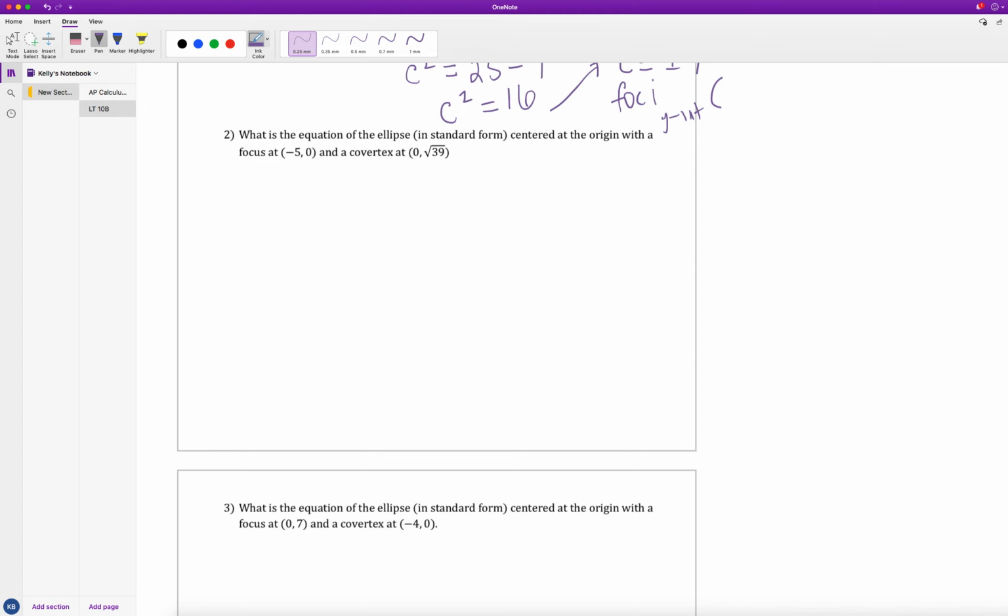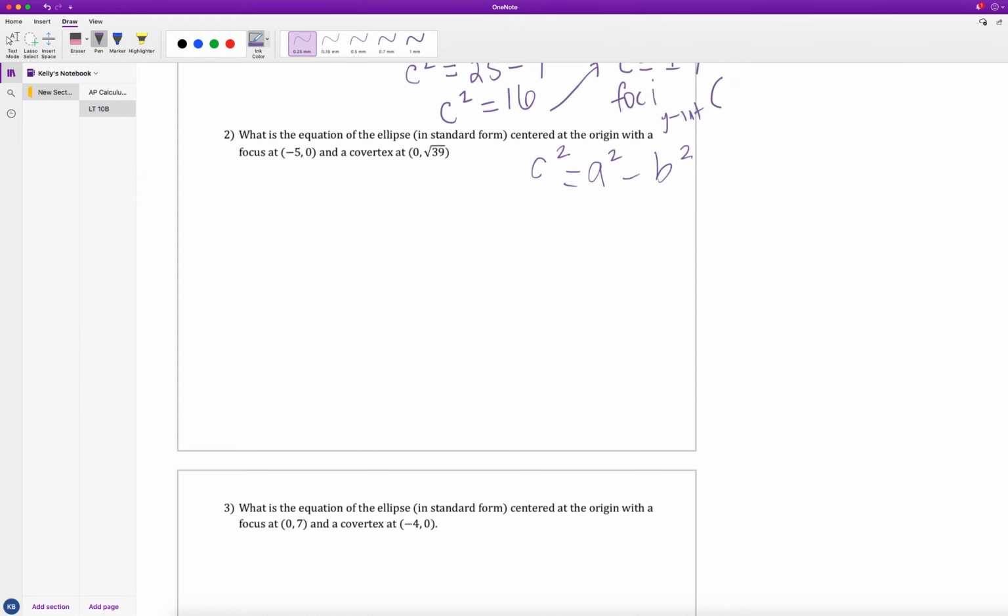The reason I need 2 out of those 3 is because we're going to use this equation a lot. We've already used it in every example, and we're going to continue to use it. This is the equation that relates our vertices, our co-vertices, and our foci together. And by using this, as long as I have 2 of those pieces of information, I can always find the third. So let's look at our first example.